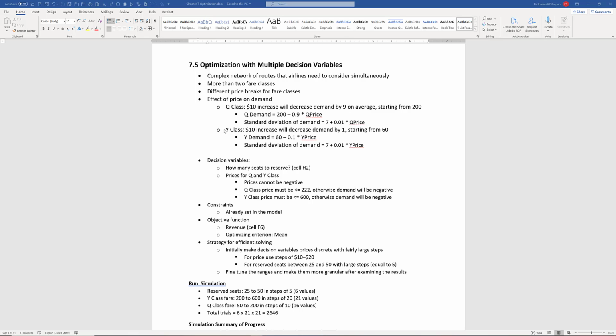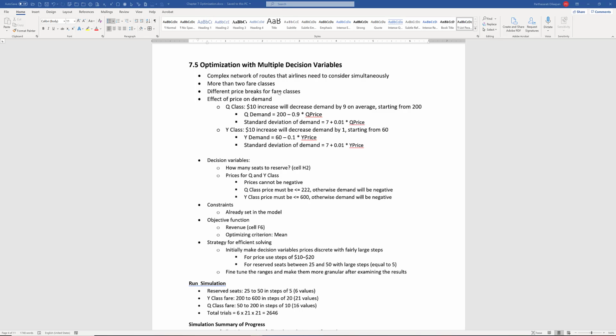Now Y class, a $10 increase will decrease the demand by 1. Obviously, at the higher price, it will be less affected by the increase in price. Starting from 60, it will start declining, so for $1, 0.1. So 0.1 times Y price, and the standard deviation is the same. Then there is one more thing to consider, and that is the prices. How many seats to reserve? That's your decision variable, and the prices for Q and Y.